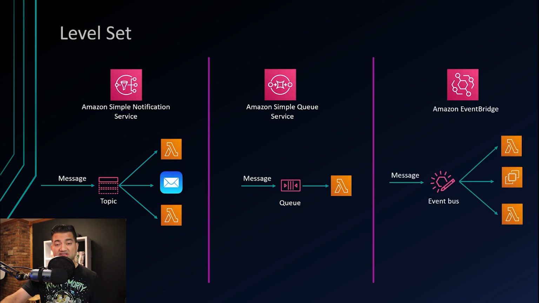Moving on, next is Amazon EventBridge, where the messages are sent to an event bus, and then there could be multiple subscribers to this event bus, and this message could be sent to multiple subscribers. This is also a push model. So as you can tell, there is a lot of similarity between the functionalities of these three services. So now let's jump into the differences.